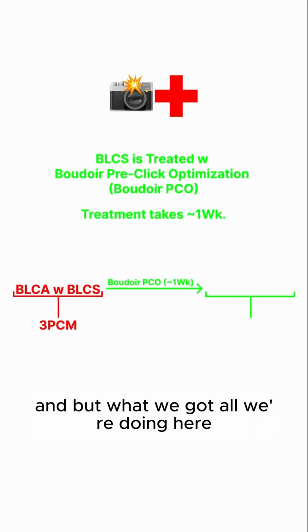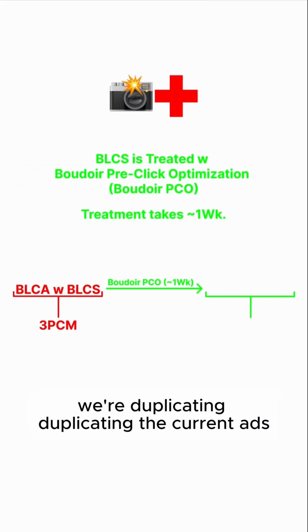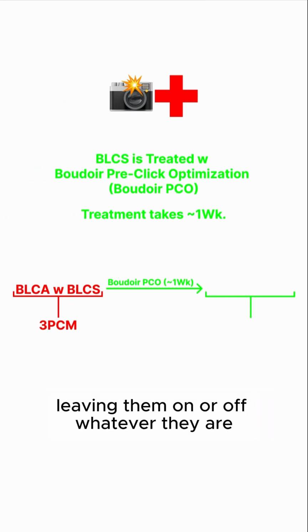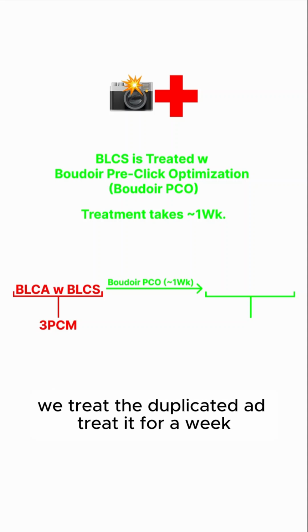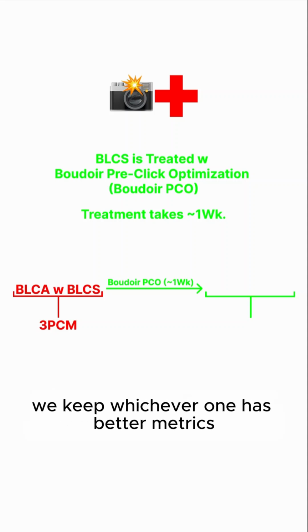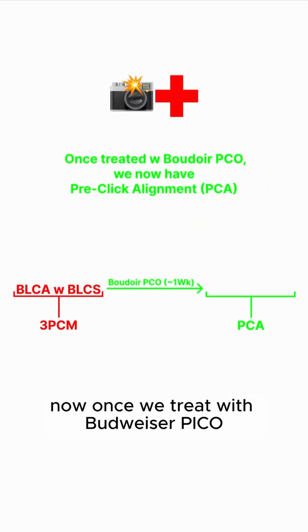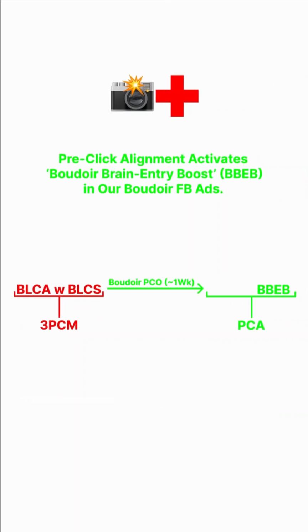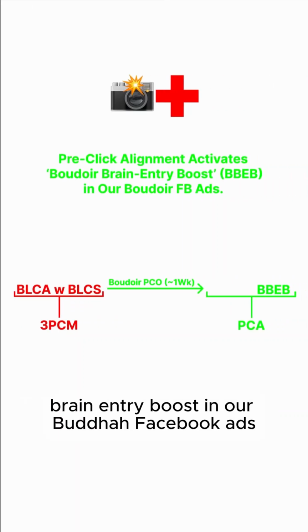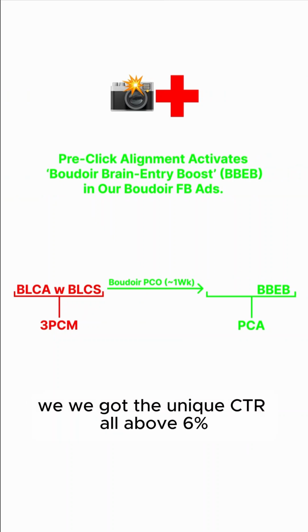And Boudoir Pico, all we're doing is duplicating the current ads, leaving them on or off, whatever they are, and we treat the duplicated ad. So we don't touch the original, we treat the duplicated ad for a week. At the end of the week, we keep whichever one has better metrics. Now, once treated with Boudoir Pico, we now have pre-click alignment, PCA. So we get rid of the three pre-click mistakes, we got pre-click alignment. And pre-click alignment activates Boudoir brain entry boost in our Boudoir Facebook ads. Basically, we got the unique CTR all above 6%.